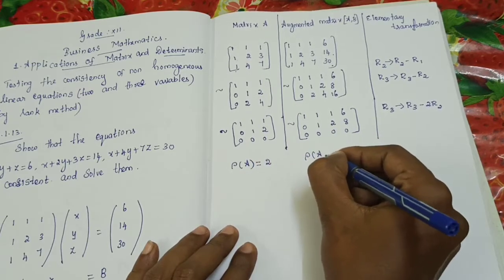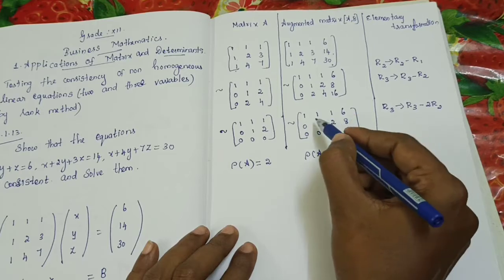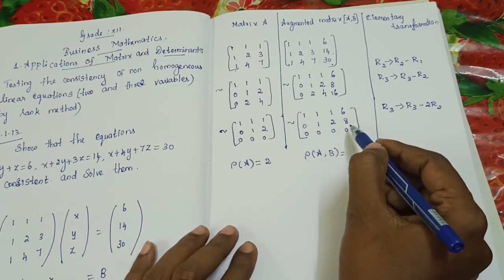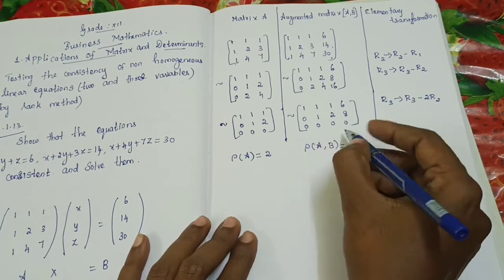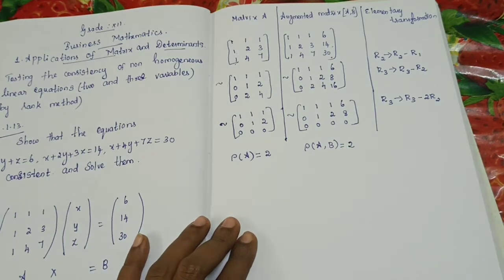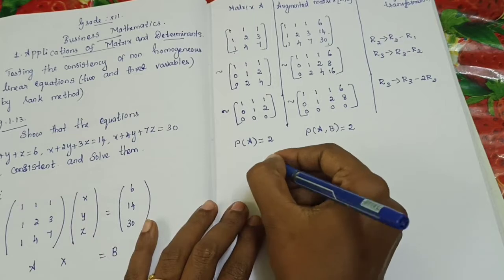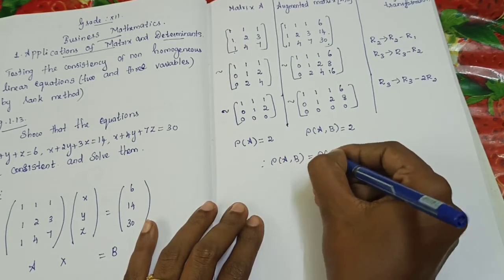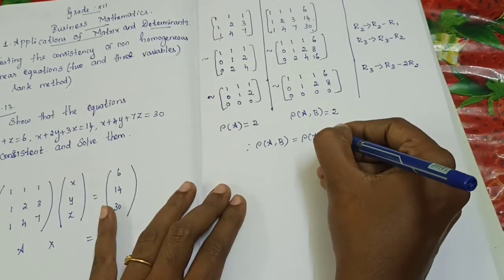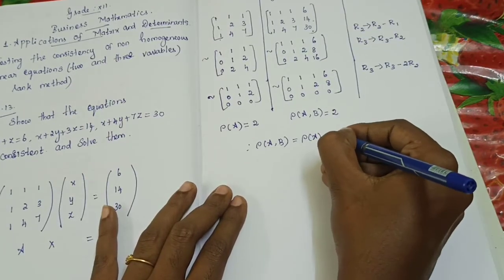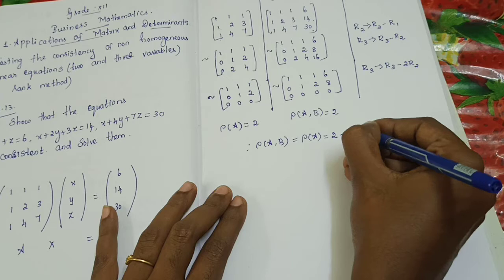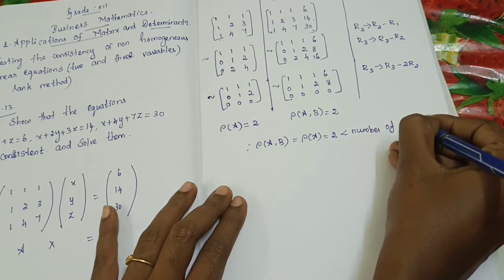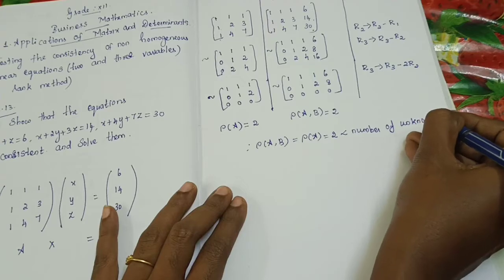Then the rank of A comma B: how many non-zero rows? This is a non-zero row, this is also a non-zero row, and this has all entries 0. So how many non-zero rows? 2. Is it right? So we write rank of A comma B is equal to rank of A is equal to 2, which is less than n, the number of unknowns.